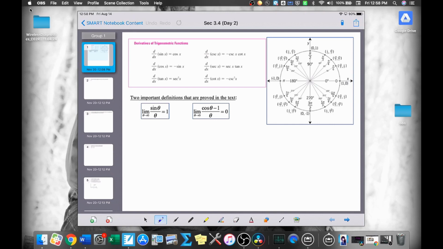Two other important definitions that are proved in the text, and these aren't necessarily going to be used today in our notes. However, they may come up in the future, and they are in this section of our text. So I just added them here. Make sure that you're aware and highlight those for future use: the limit as theta approaches 0 of sine theta over theta is 1, and the limit as theta approaches 0 of cosine theta minus 1 over theta is equal to 0. Both of these are proved in your textbook if you wanted to take a look at the proofs.